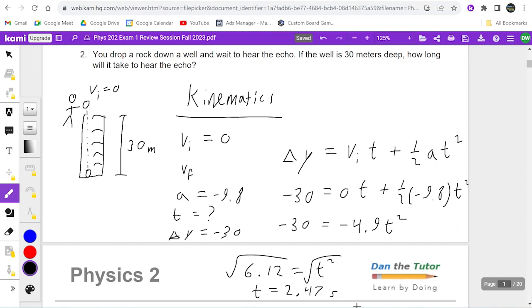Again, we forgot something. This is just the kinematics part. This is the time it takes for the ball to hit the ground. We still got to calculate the time to hear the echo. So in other words, I can call this time t1. Sure, it's most of the time. It's the majority of the answer. But we still got to use sound and sound velocity to find the speed and the time it takes to come back up the well.